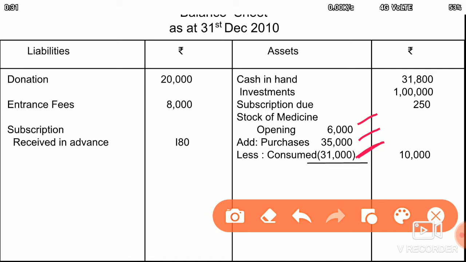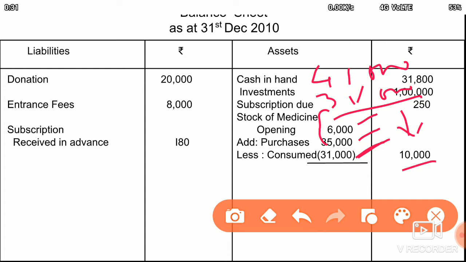It was 31,000. If we add 6,000 and 35,000, it comes to 41,000. So the total stock was 41,000. Then the medicine consumed during the year was 31,000. So our remaining value, that is the closing value of stock of medicine, will be 10,000. So we have to show the closing value of stock, which is there in the additional information, but we have shown the details.